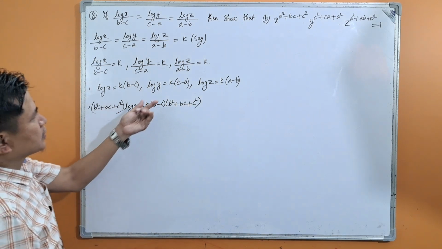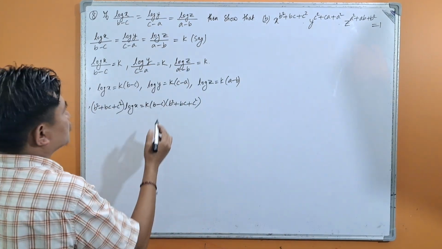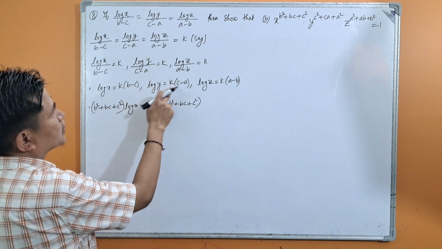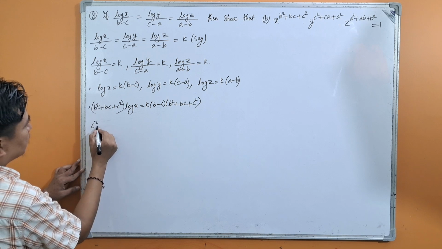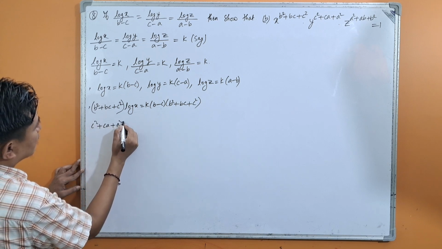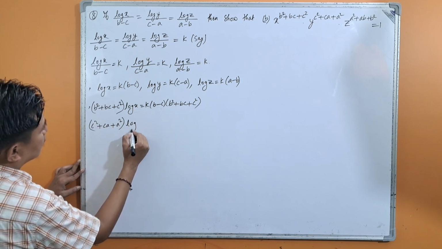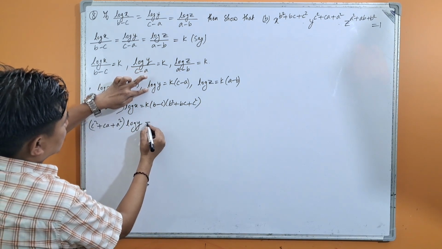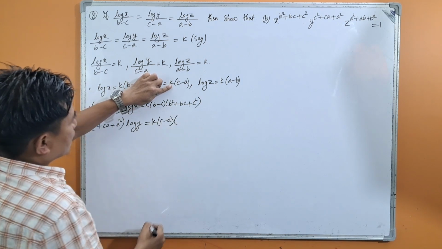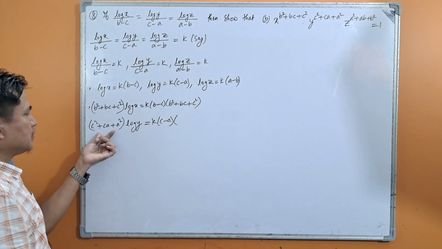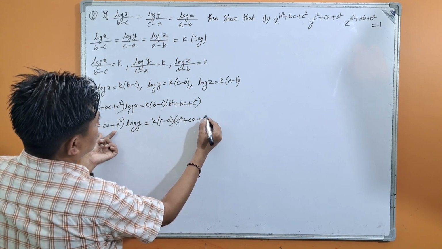Okay, similarly in case of y, we have the power of y c square plus ca plus a square. So we multiply both sides of this equation with c square plus ca plus a square, into log y. This log y equal to this k into c minus a. This was already there. Now I am multiplying with this number to both sides, isn't it? So c square plus ca plus a square.